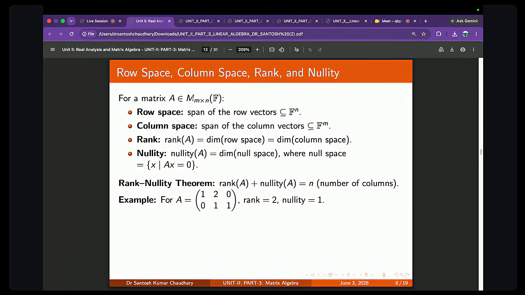Now there are many properties. For example, if the matrix is M cross N, then the rank of the matrix A will be less than or equal to M and less than or equal to N both. Or you can say in one line, the rank of matrix A will be less than or equal to the minimum of M comma N. So there are many properties like this. I will discuss some of them later.